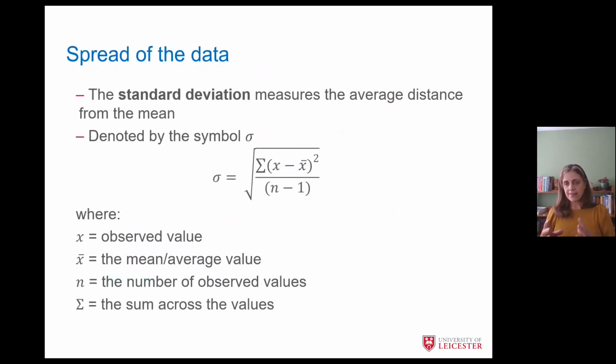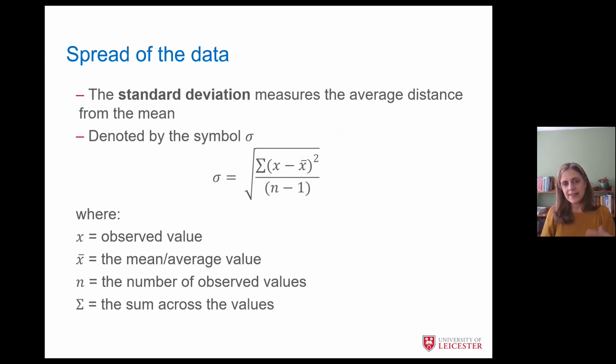As well as thinking about where the data is located, we also need to think about the spread of the data. So if we're looking at the mean age in two groups of data, that's useful. We might have two samples where the mean age is 20 in both of them. But in one sample, the ages might go from 0 to 40. And in the other sample, the ages might go from 18 to 22. And they would both have the same mean value of 20. So we also need to think about the spread of the data.